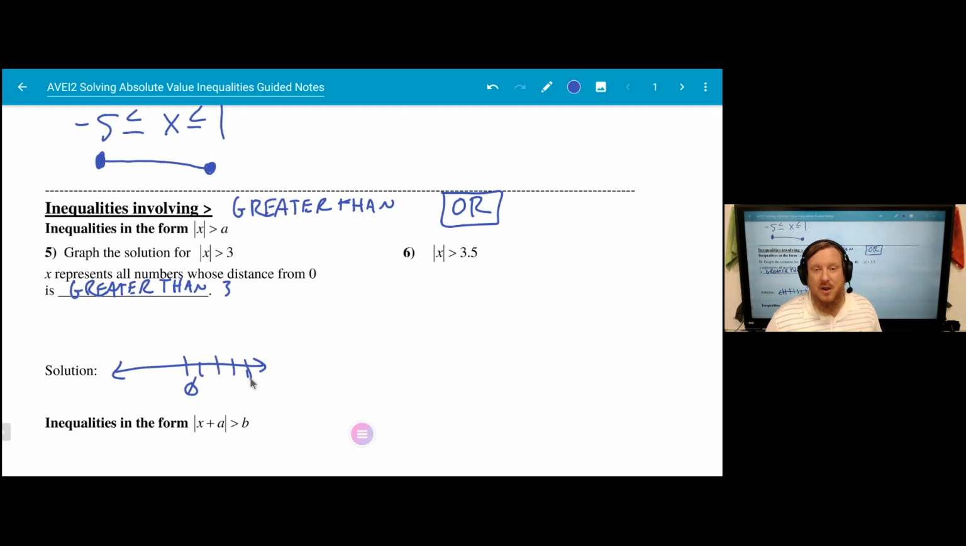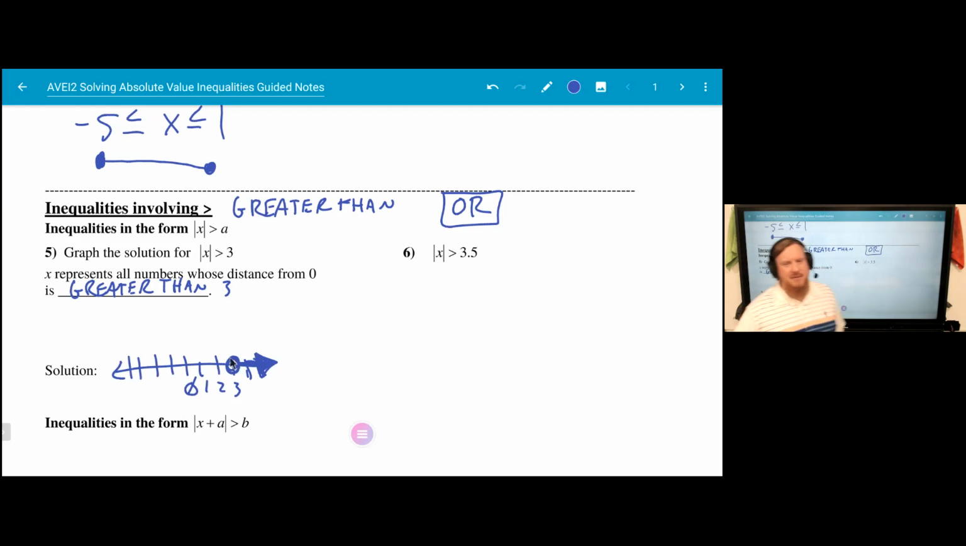0 is not greater than 3 units away from 0. 1 does not work either. 2 doesn't work. 3 almost works. But 3, 4, 5, 6, 7, starting at 3 and going this direction, bigger numbers over here, that makes this work. Open circle at 3 going to the right.